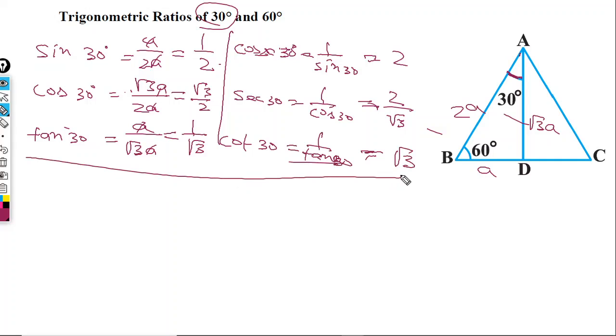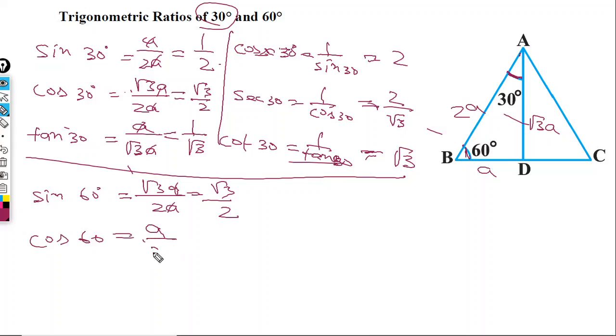Now we will move to 60 degree. Similarly, we will find sine 60 degree. Sine 60 means opposite side divided by hypotenuse, root 3A divided by 2A, which will be equal to root 3 by 2. Now cos 60, again look at it, cos 60 will be A by 2A, which will be equal to 1 by 2.